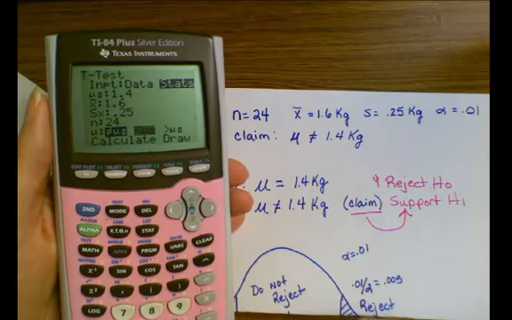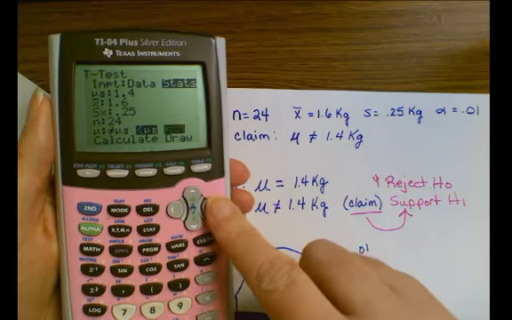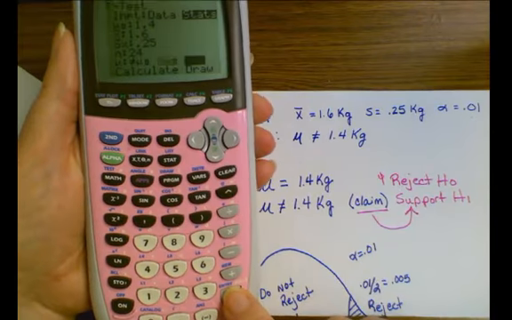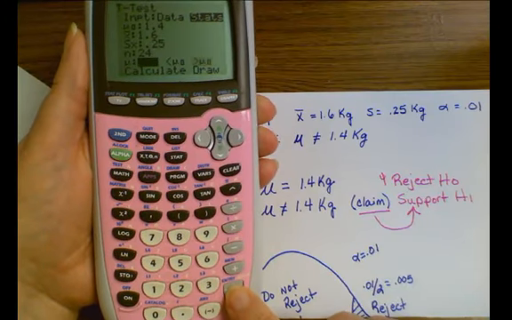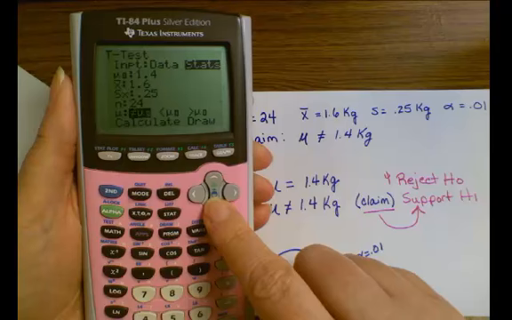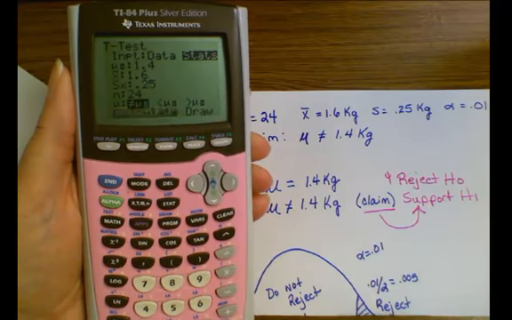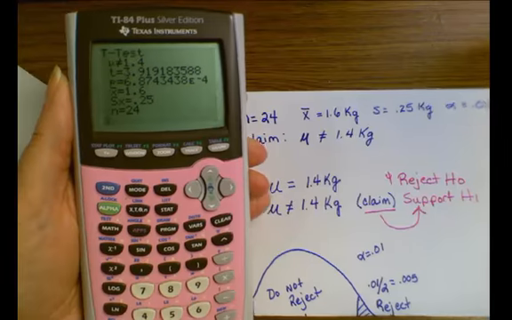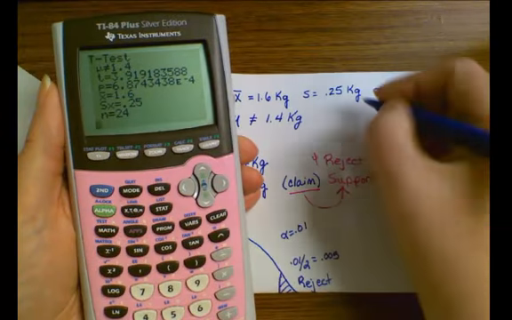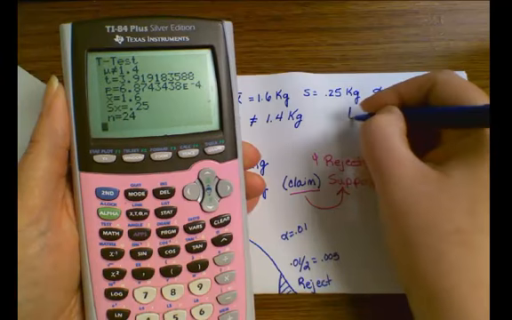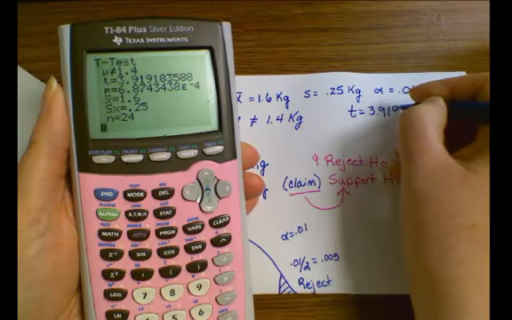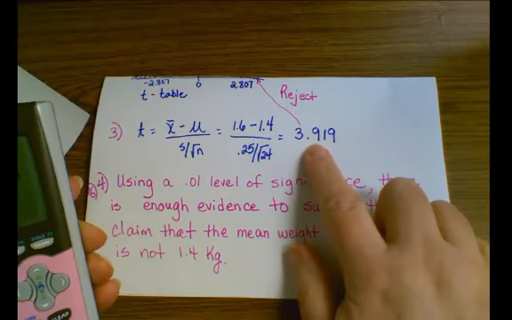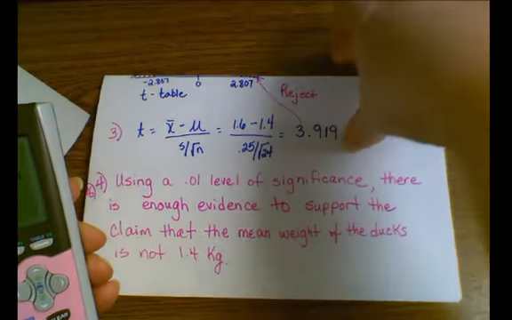And notice that's just highlighted. If I wanted to highlight another one, I just arrow over and then I'm pressing enter. But I want the first one highlighted, and I'm just pressing enter. And then I'm going to press calculate, and it gives me these numbers here. It gives me my t-value of 3.919. And I'm going to flip my page over to remind you that that's the same t-value we calculated. So it's a good way to check your t-value.